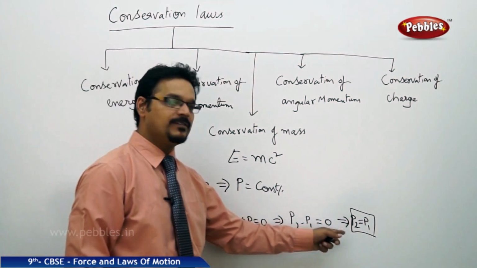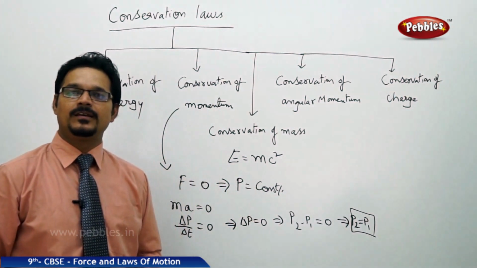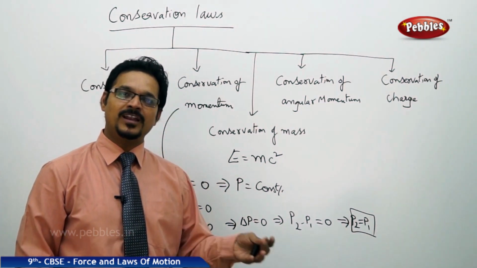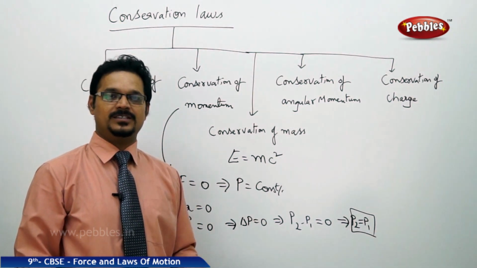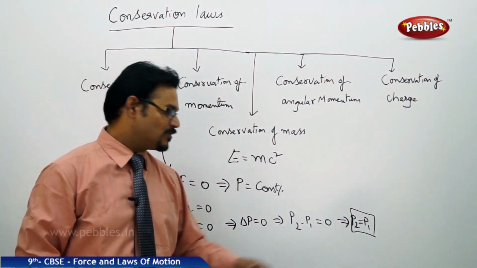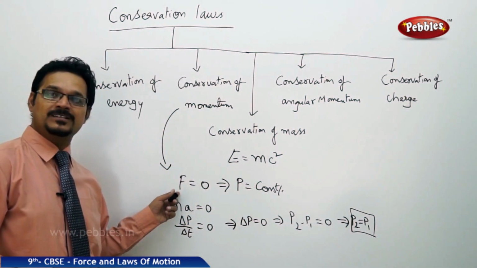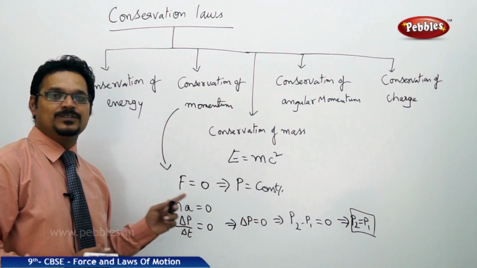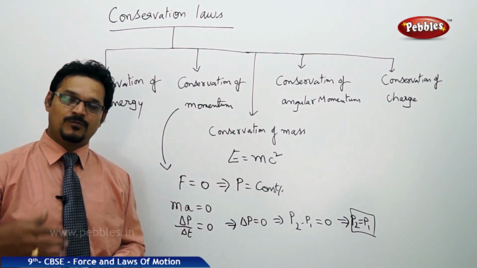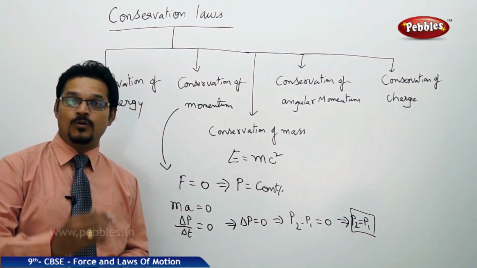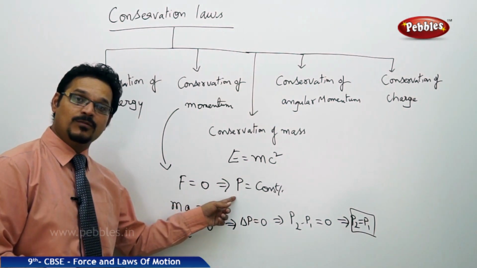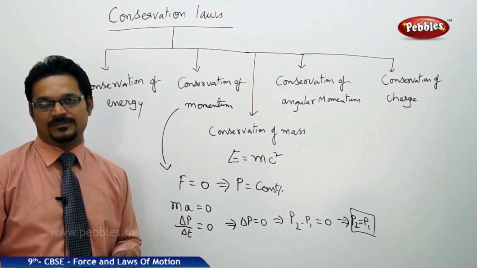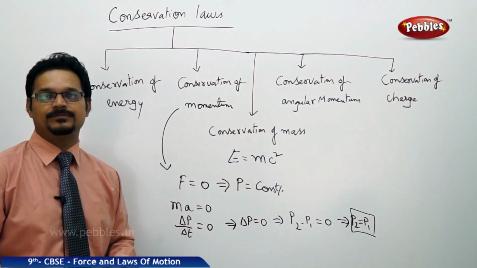That means final momentum equals initial momentum. Whatever initial momentum you have, the final state has the same momentum. That means momentum is not changing. That is, momentum is constant, and it is only possible when no external force acts on the body. This is what is called conservation of momentum. So one more time, when no external force acts on the body, the momentum remains constant, which is called conservation of momentum.